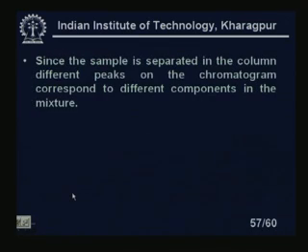Since the sample is separated in the column, different peaks on the chromatograph correspond to different components in the mixture. Clear? Since the sample is separated in the column itself, when it elutes, it comes to the detector, so the components are detected one by one. Different peaks on the chromatogram correspond to different components in the mixture. I told you this several times.